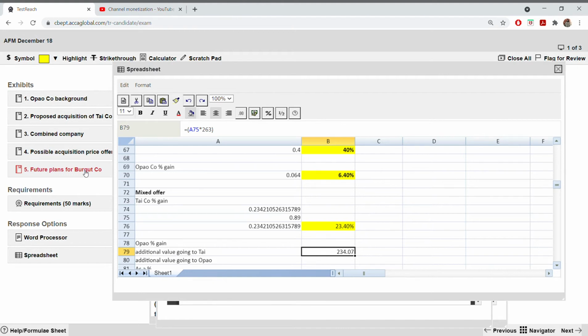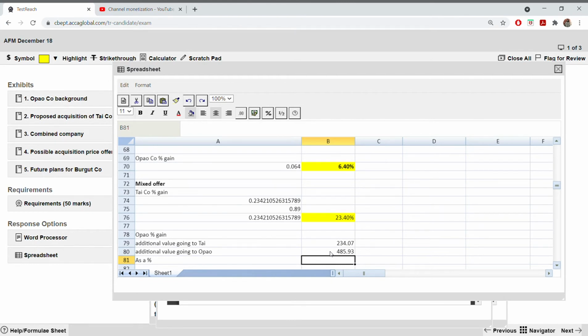And when we come to Oppo, it will be 720 only minus this. There's no equal sign, it will not work. 720 minus this. Okay, out of 720, the balance goes to Oppo. So as a percentage, if you want to find out, it is just simple. Just take this, divide by 5,000 shares, the pre-acquisition Oppo.